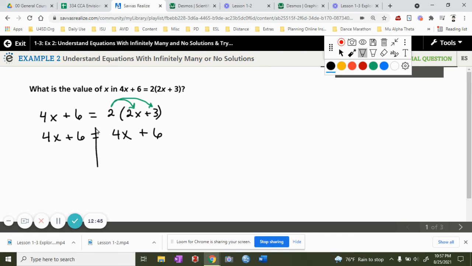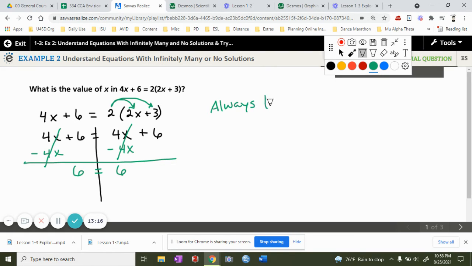Hold on here. I have the same thing on both sides. So what happens if I go to get my x's together? Well, 4x minus 4x is 0. So I have 6 on the left. 4x minus 4x is 0, and I have 6 on the right. 6 equals 6. Interesting fact, this is always true.